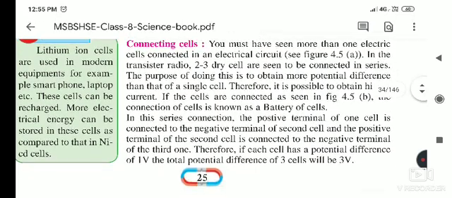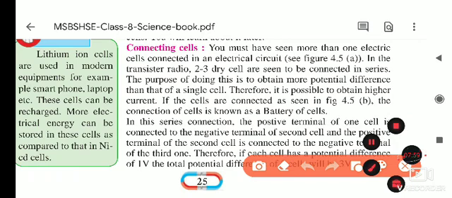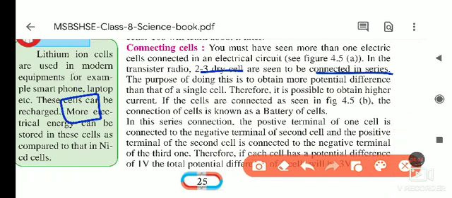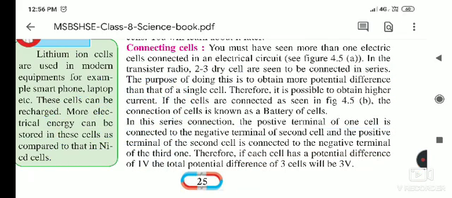In a transistor radio, 2-3 dry cells are seen to be connected in series. Series means the positive pole of the first cell, then the second cell, then the third cell, each with a negative and a positive end. The negative part of one cell is attached to the positive part of the next. In this way they are attached one by one, and this is called a series.